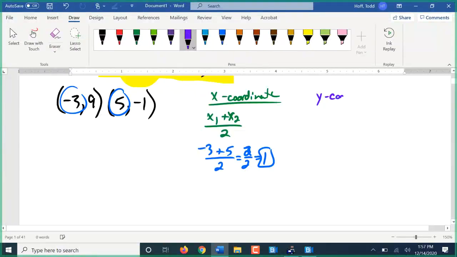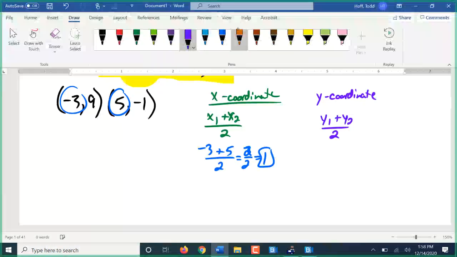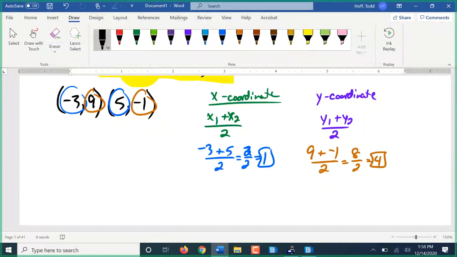For the y coordinate, remember it's y1 plus y2 over 2. We're averaging the y coordinates. So y1 is 9 plus y2 is -1 over 2. Well, 9 plus -1 is 8. 8 divided by 2 is 4. So the y coordinate is 4. So the midpoint here is 1, 4.